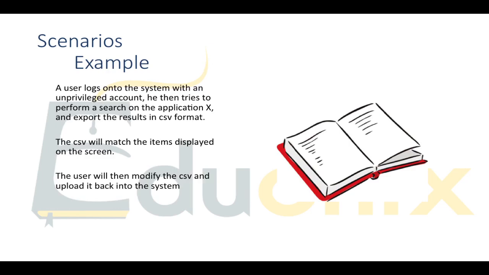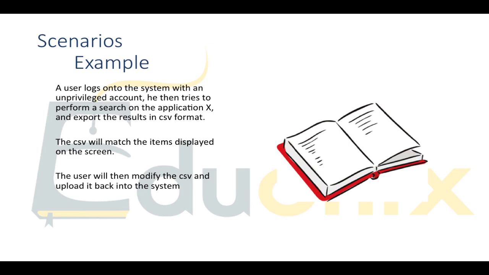Here's an example for one. A user logs onto the system with an unprivileged account, no admin access at all. He then tries to perform a search on application database X and export the result in a CSV format. The CSV will match the items displayed on the screen. The user will then modify the CSV and upload it back into the system again.